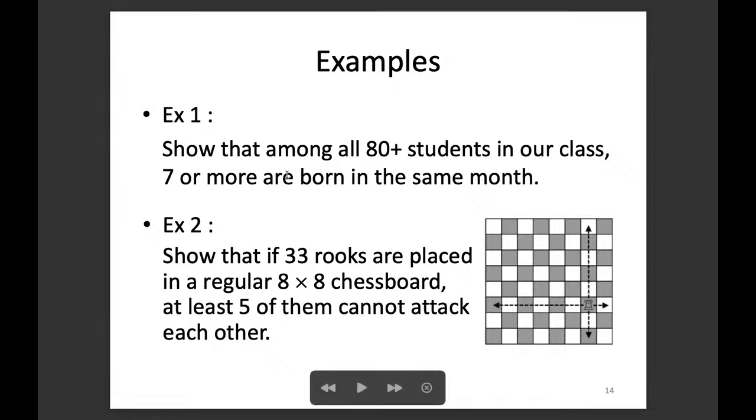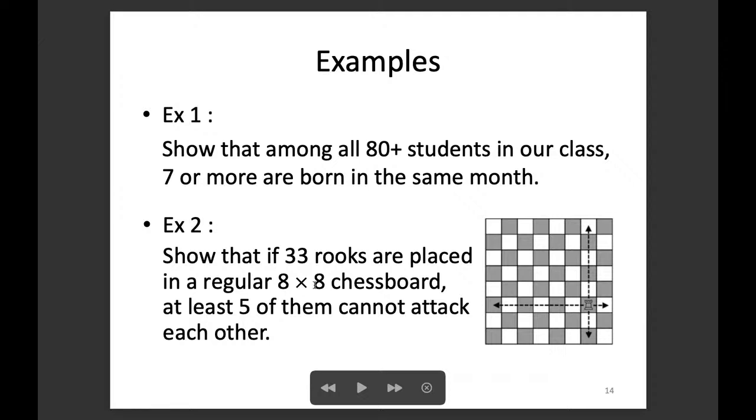Here is the example that I've just mentioned. This time we have just 80 students in our class. Then 80 divided by 12 would be equal to 6 point something, right? So we can claim that if we have 80 students in the class, then 7 of them or more will be born in the same month.